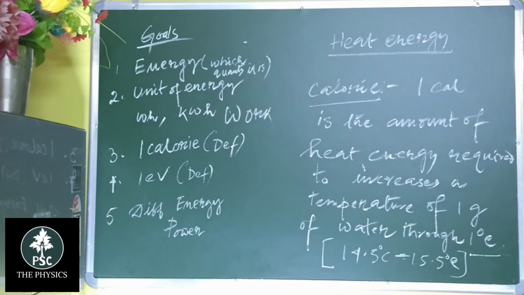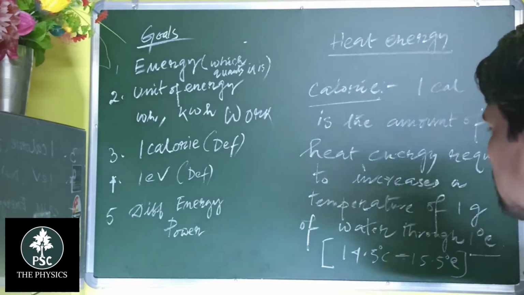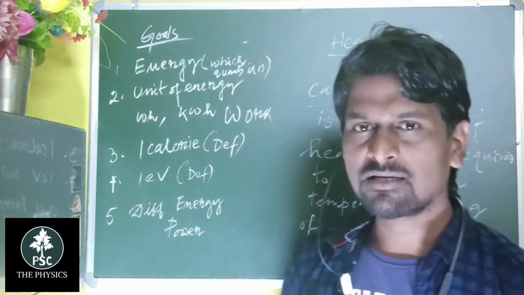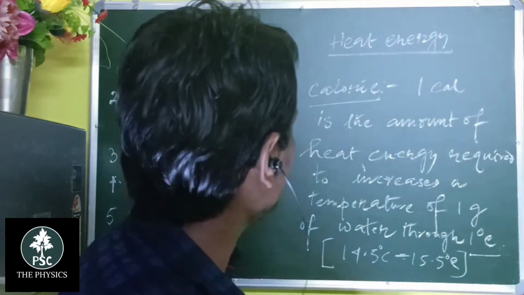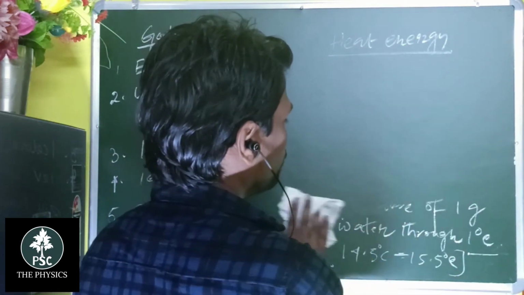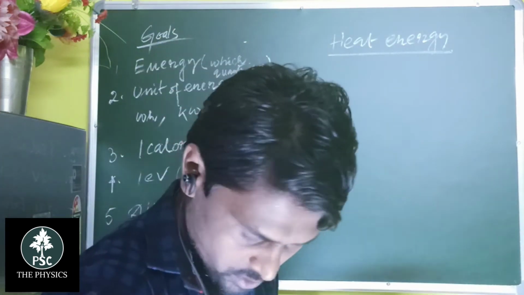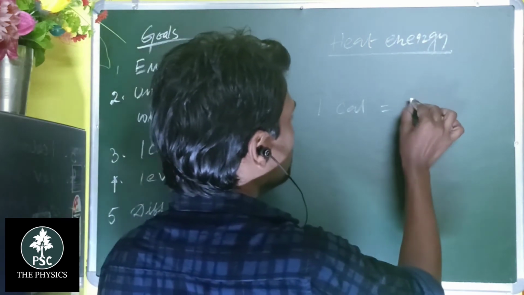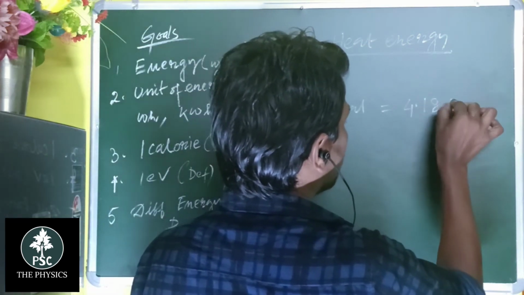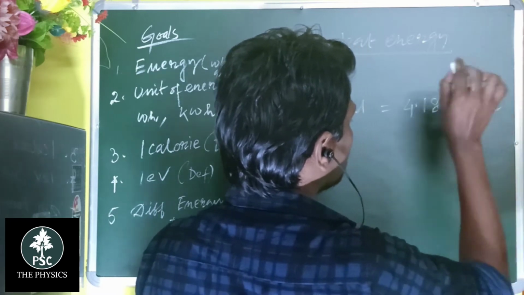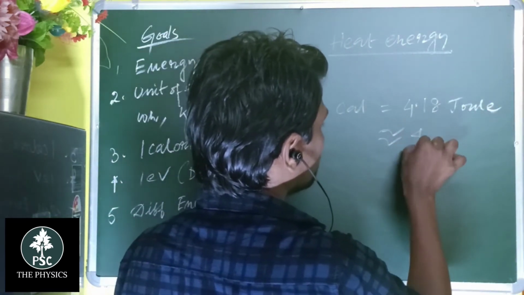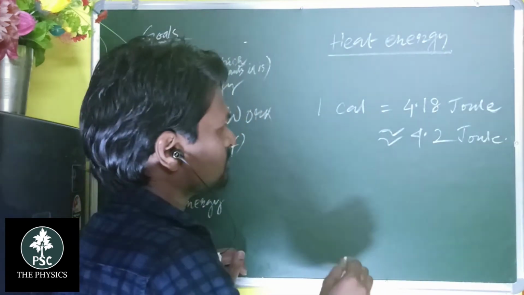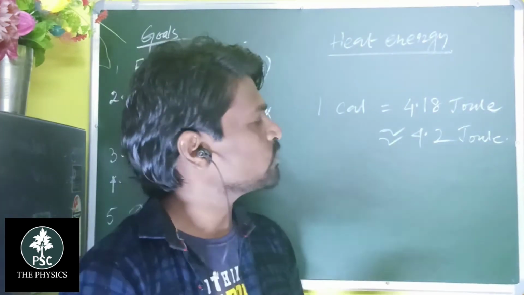14.5 degree to 15.5 degree, that is through 1 degree centigrade. Okay, so this is the definition of calorie, and you can memorize that particular value. 1 calorie equal to 4.18 joule. Okay, so 1 calorie is equivalent to 4.18 joule, that is approximate, you can take as 4.2 joule, or 1 joule equal to 0.24 calorie.